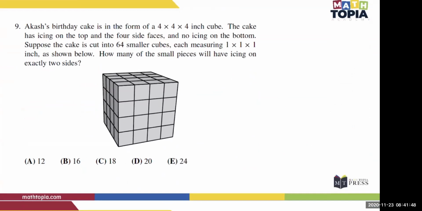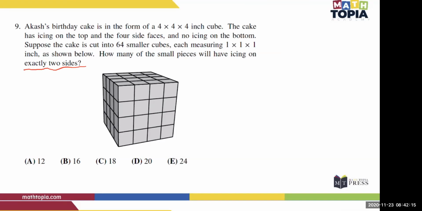Problem number 9. Akash's birthday cake is in the form of a 4 by 4 by 4 inch cube. The cake has icing on the top and the 4 side faces, but no icing on the bottom. So the cake is cut into 64 smaller cubes, each measuring 1 by 1 by 1 inch, as shown below. How many of the small pieces will have icing on exactly 2 sides? No more than 2, no less than 2.